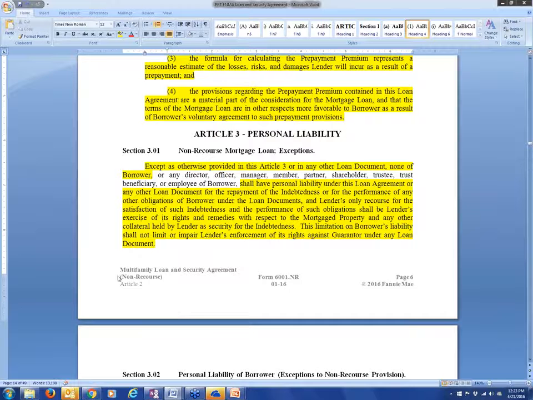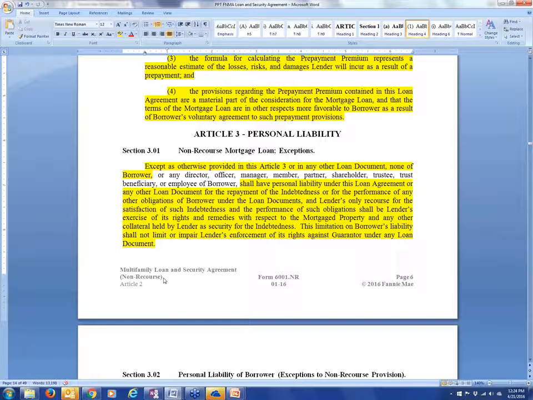Now here's the fun part. Remember, look down here. It's a non-recourse loan. It says it on every single page, right there in the footer. But then we come to Article 3, and it's a personal liability section. Well, wait a minute. It says non-recourse. There's a whole section on personal liability. Folks, this is the most important section of all of the documents that we're looking at today. You need to understand exactly how these documents work. So let's take a look at this.